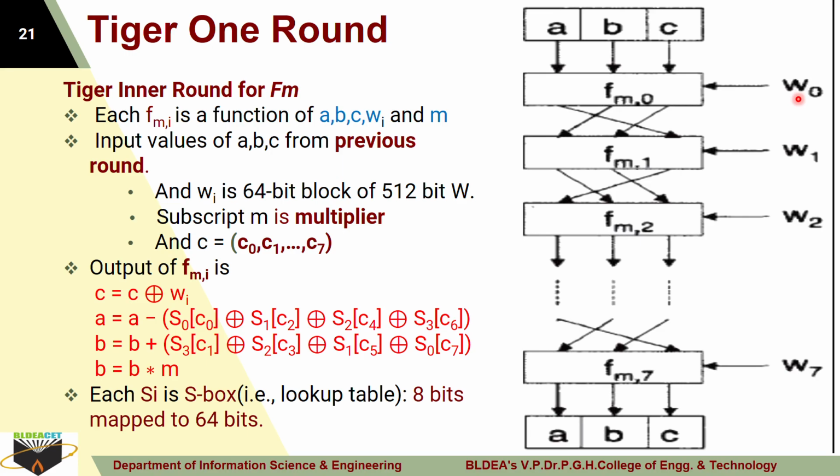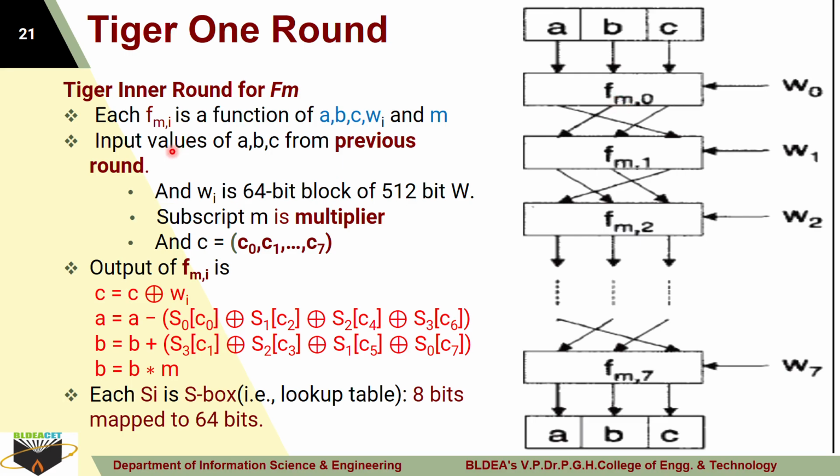W is divided as W0 to W7. If F of m comma i has i as 0, then you have to take W0. If the i value is 1, it is W1. If the i value is 2, then it is W2 here. So for the 0 level, what are the inputs for this F of m function? That is A, B, C, and W0. And you are also using one more thing, that is M, the multiplier here.